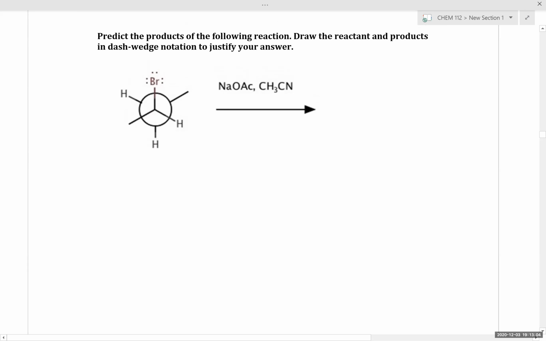And I'd like you to predict the products from this reaction, and I'd like you to draw the reactant and product in dash wedge notation to justify your answer. So this is the type of thing that you'd see on your exams. So I would recommend attempting this. So let's work on this example. We'll take about 4 minutes to work through this example.